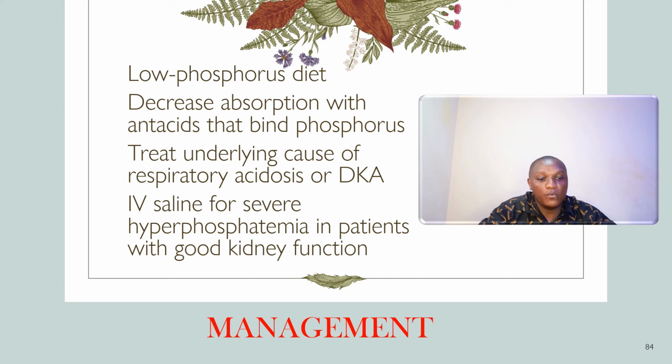You give a low phosphorus diet, decrease absorption with antacids that bind phosphorus. There are antacids that bind phosphorus, to decrease the absorption of phosphorus. You treat underlying cause of respiratory acidosis or DKA. Also give IV saline for severe hyperphosphatemia in patients with good kidney function.